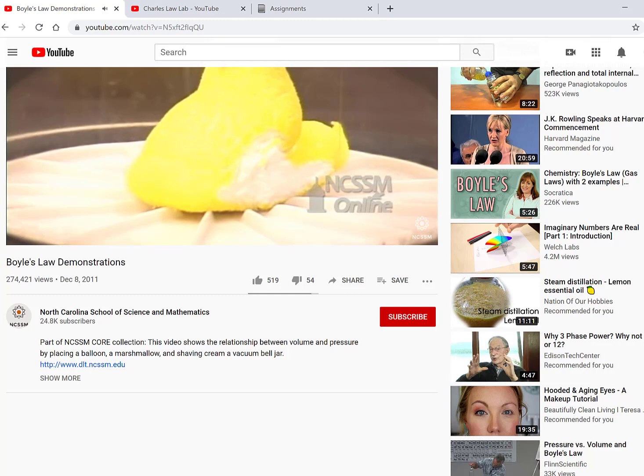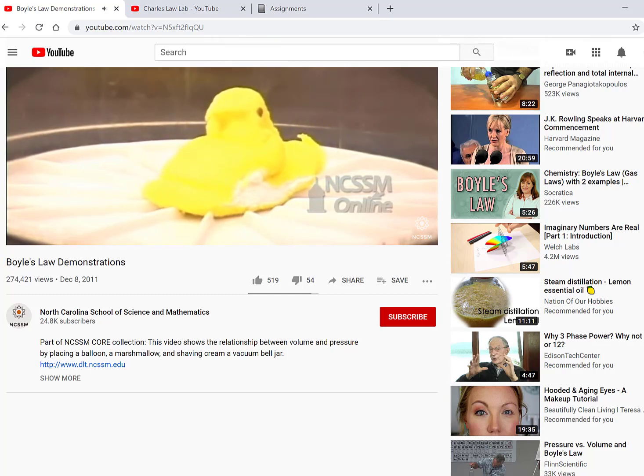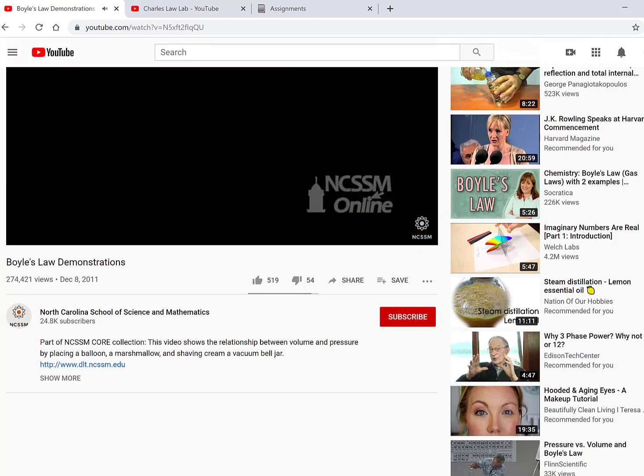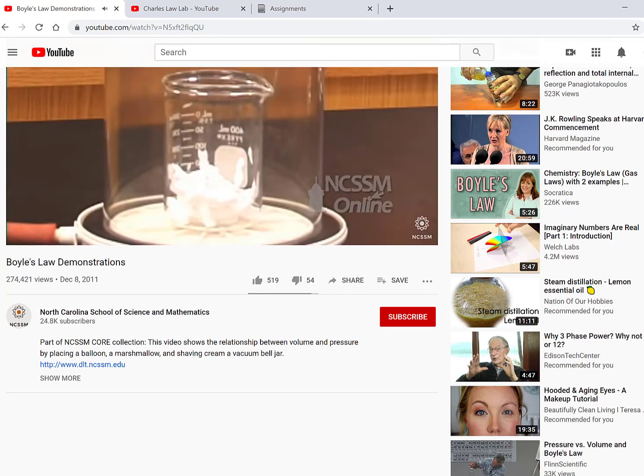When we release the vacuum, the pressure increases, and the volume decreases. The poor little Peep looks like it's being squished. Here's another illustration of Boyle's law, shaving cream.